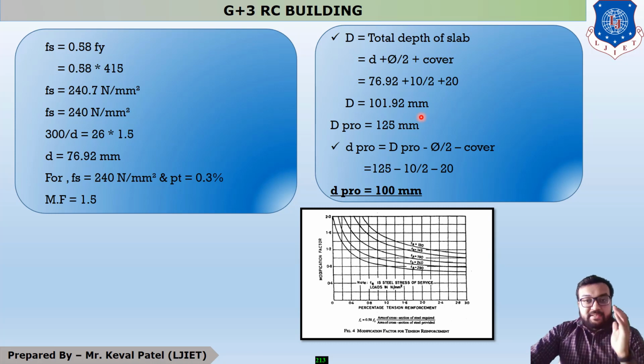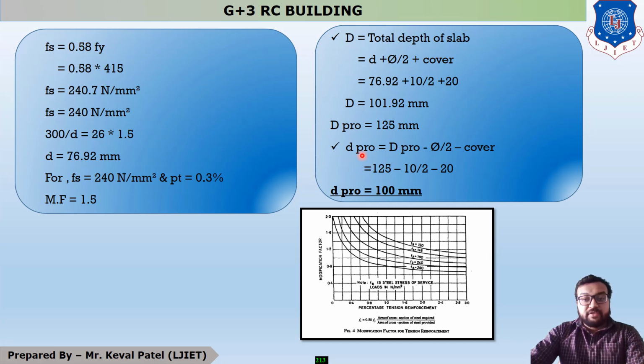But this capital D is the required thickness, and we have to provide our thickness of slab greater than the required. So we have to provide our thickness of slab equal to 125 mm. After finding out the capital D provided, the next step is to find out small d provided.